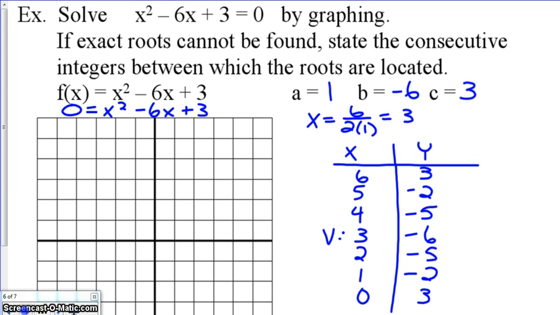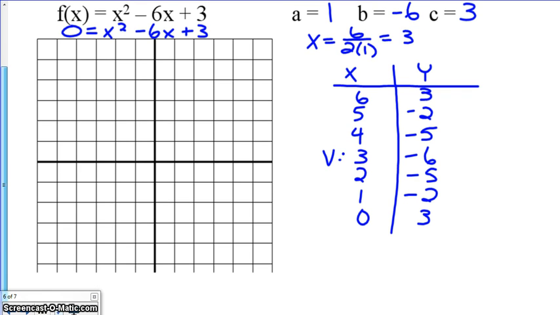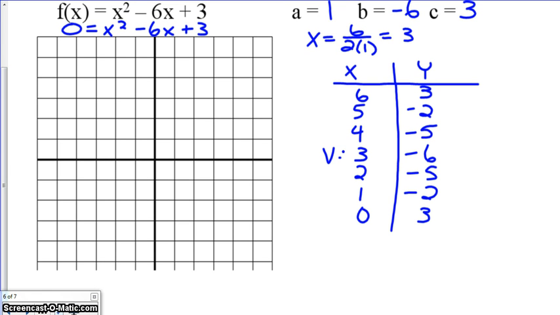When we graph, our vertex is at (3, -6), which is here. (2, -5) and (4, -5), (1, -2) and (5, -2), and then we have (0, 3) and (6, 3). Okay, there's our graph.